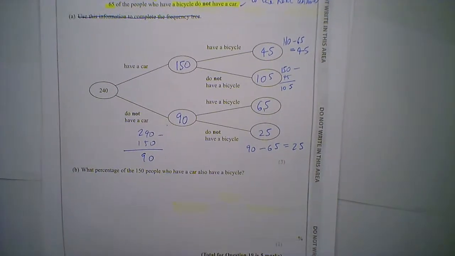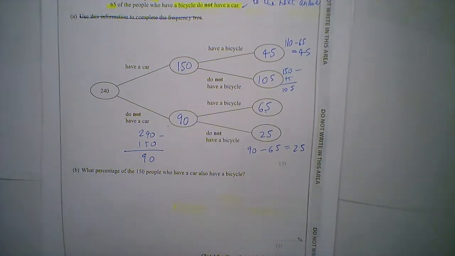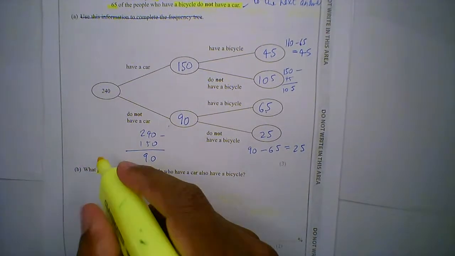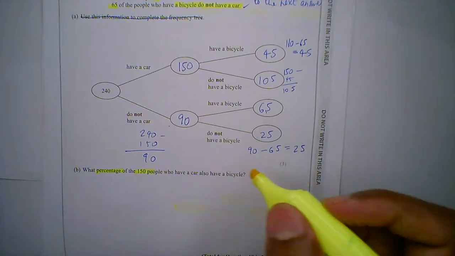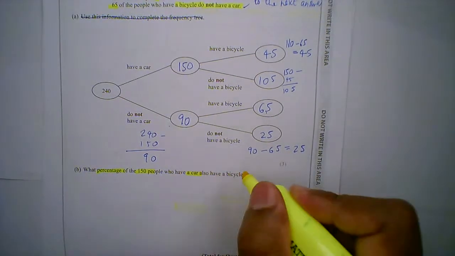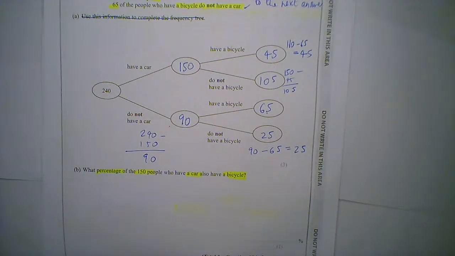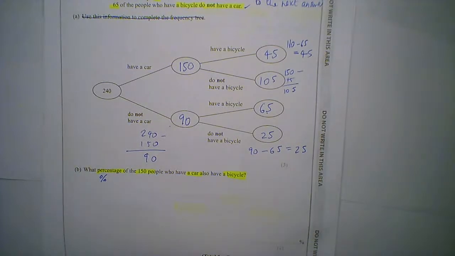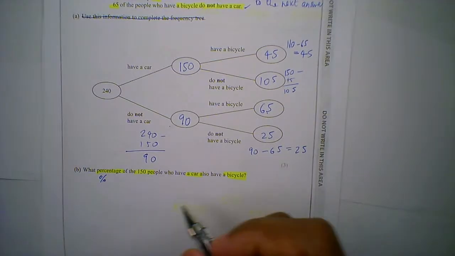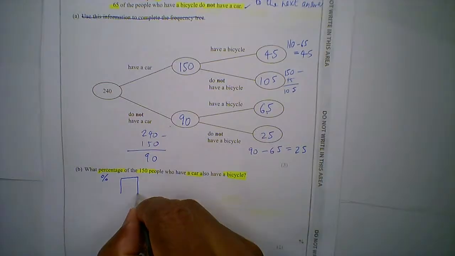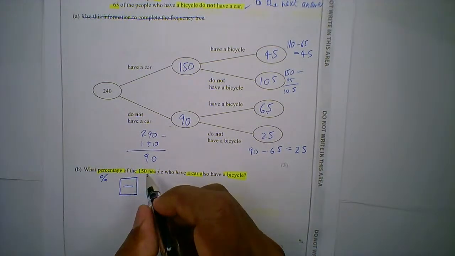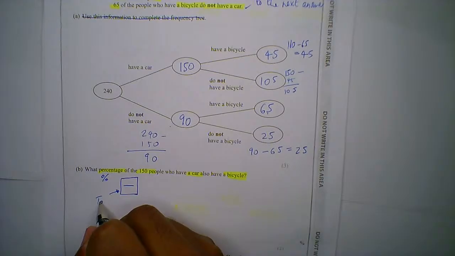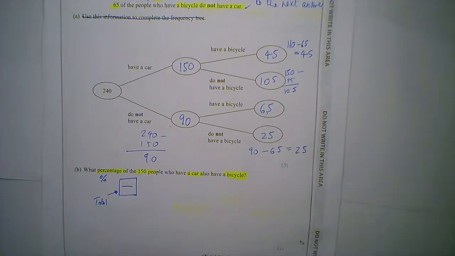Let's look at part B now. What percentage of the 150 people who have a car also have a bicycle? So we're now looking at percentages, slightly different from previous questions. But what I'm going to do is put this as a fraction. So similar to what I've done in all the other questions, first of all, have this as a fraction, and my total goes here as the denominator. In this case, it's 150.